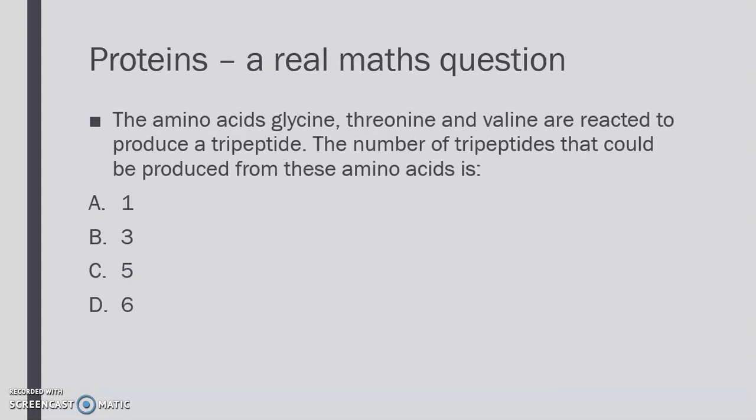If the 3 amino acids glycine, threonine, and valine are reacted to produce a tripeptide, how many different tripeptides can they actually make? 3, 2, 1, ready? Yeah, it's 6, right? Because you rearrange 3 molecules in all kinds of ways, so it's 3 factorial, therefore it's 6. What you can do is try to write them out, see if you are able to.